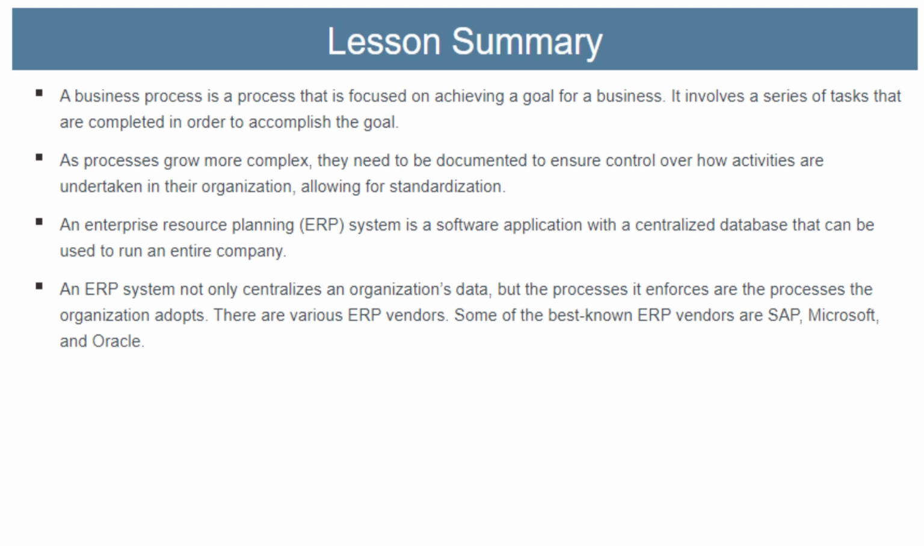A business process is a process that is focused on achieving a goal for a business. It involves a series of tasks that are completed in order to accomplish the goal. As processes grow more complex, they need to be documented to ensure control over how activities are undertaken in the organization, allowing for standardization. An enterprise resource planning system is a software application with a centralized database that can be used to run an entire company.